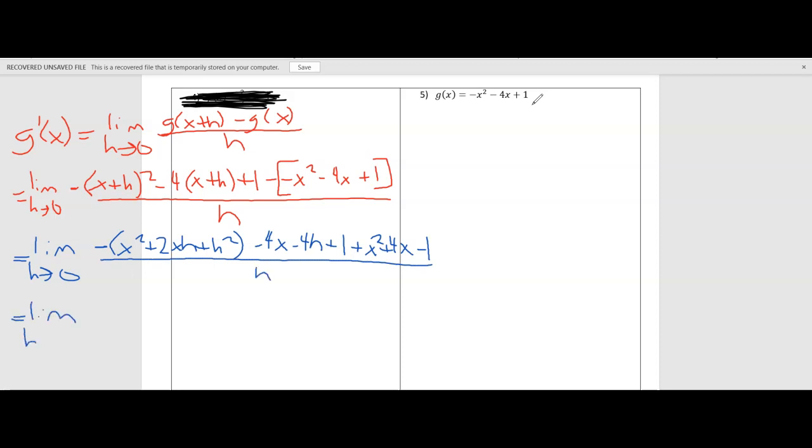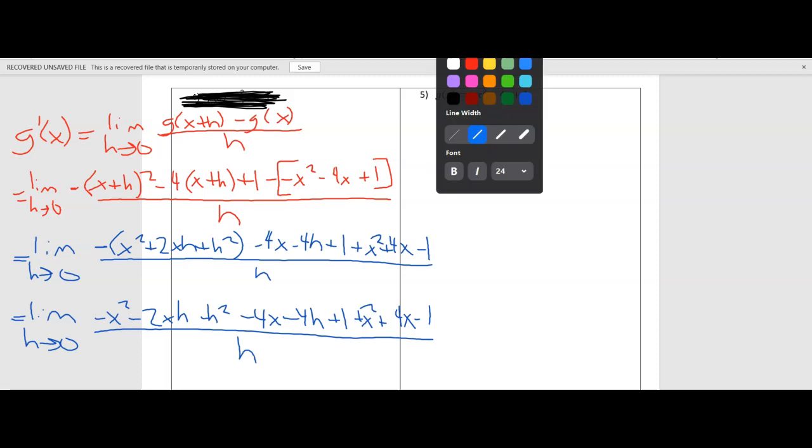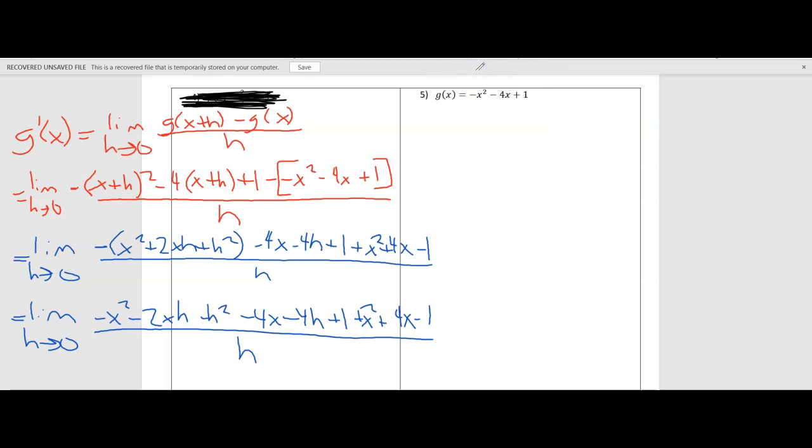So the limit as h approaches 0 of negative x squared minus 2xh minus h squared minus 4x minus 4h plus 1 plus x squared plus 4x minus 1 all over h. Now again, we're going to do some simplifying here. I've got a positive x squared, I've got a negative x squared. I've got a positive 4x, I've got a negative 4x. I've got a plus 1, and I've got a negative 1. And that's all we can simplify out for now.